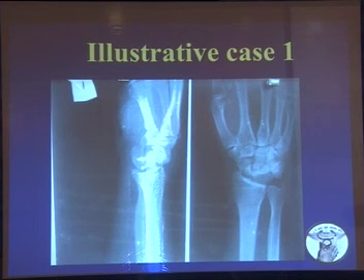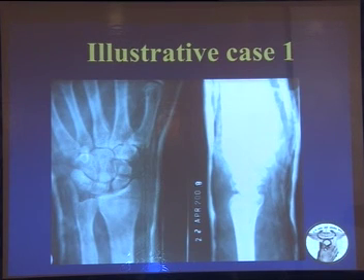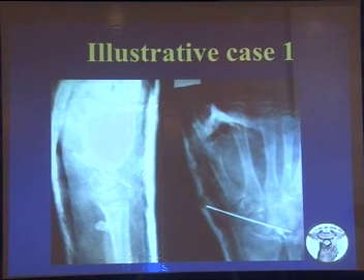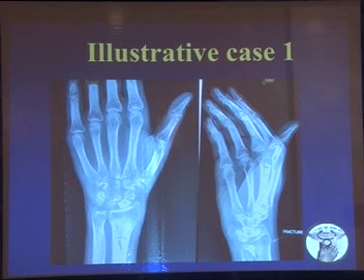This is a case of a fracture of the scaphoid along with a perilunate dislocation. It was completely neglected, and the patient was treated by an orthopedic surgeon. It was a plaster cast, and the patient came to us after 7 weeks, and we told the patient that the patient has a fracture of the distal radius, and they had completely missed that the patient has a perilunate dislocation along with the fracture of the scaphoid.